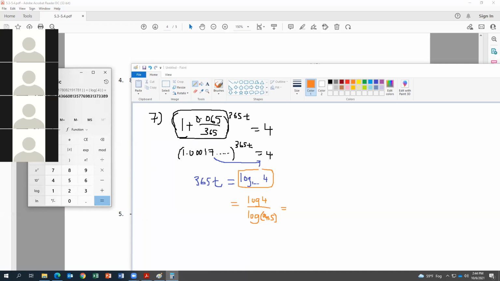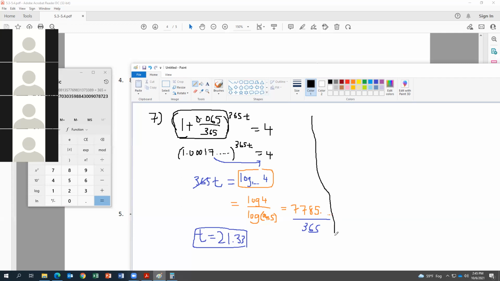You will get this number. You guys got 7,785 point something. Yep. And then the last thing is, in order for us to solve for t, what do we do? You're at 365. Yep. So your time in this case is what? 21. Now you can round because that's your answer. 21.33. Questions?